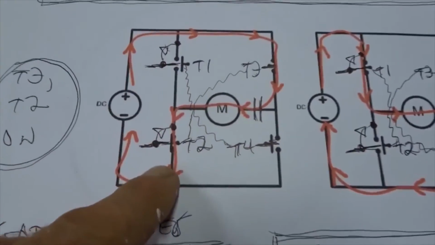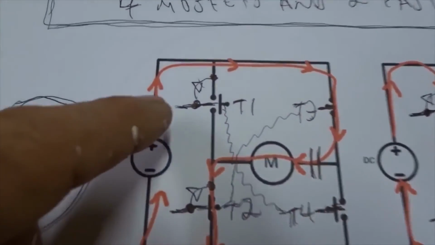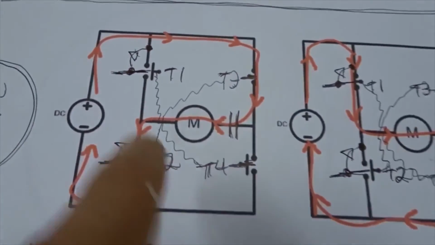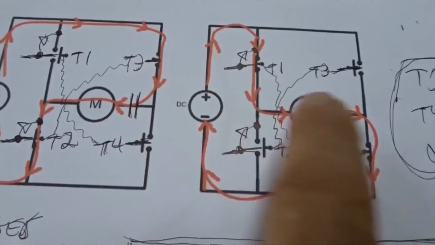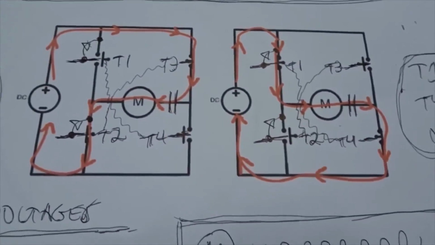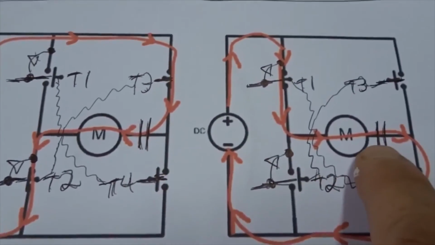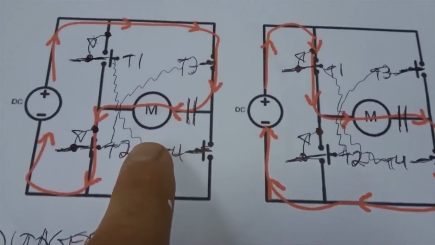T1, T2, T3, and T4 are the MOSFETs, and the fast diodes are only on T1 and T2. It has 2 cycles, one in which the current goes left through the primary coil, another in which the current goes right through the primary coil. And that wouldn't create an oscillation, so we have to put a capacitor here in series with the primary coil as well. M is the primary coil, and that's the capacitor in series. It makes an LC oscillating circuit.